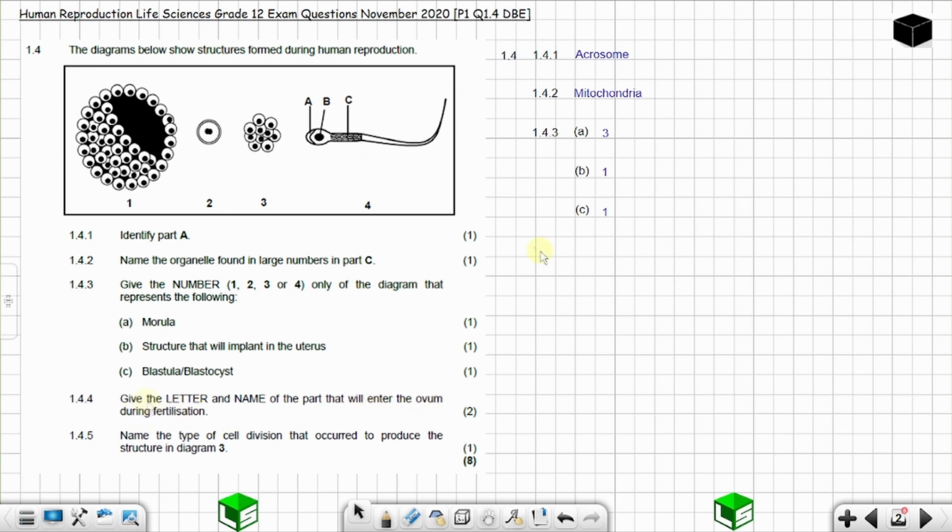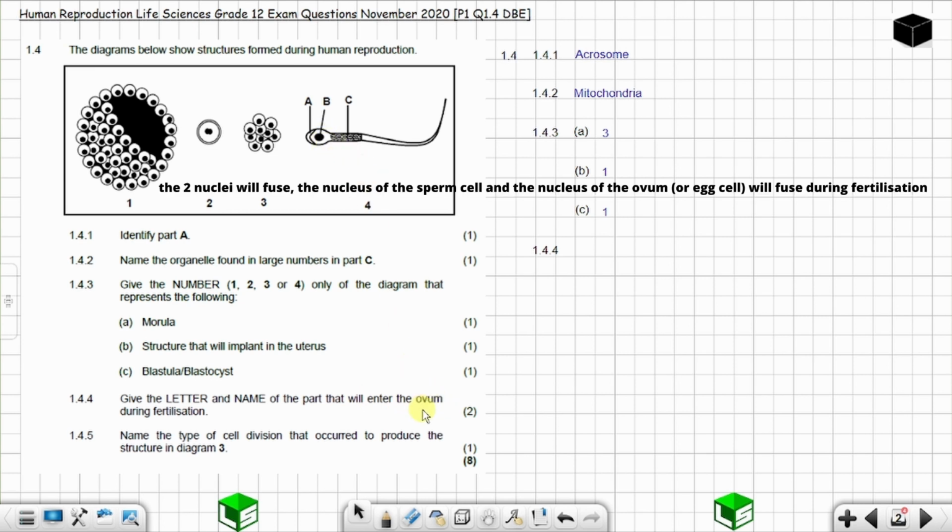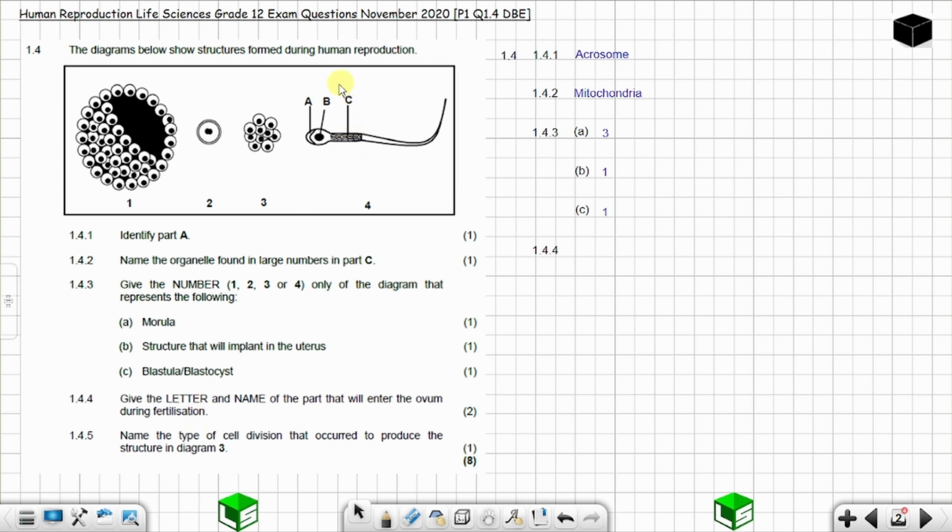Now 1.4.4: give the letter and name of the part that will enter the ovum during fertilization. The sperm cell will go to the ovum, and when fertilization takes place, the nucleus, which is part B, the nucleus of the sperm cell, will enter the ovum. The 2 nuclei will fuse: the nucleus of the sperm cell and the nucleus of the ovum fuse during fertilization. So it is part B, which is known as the nucleus.